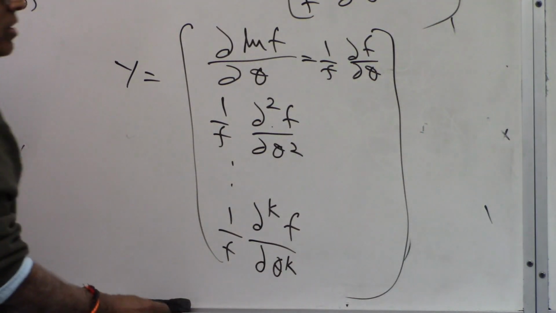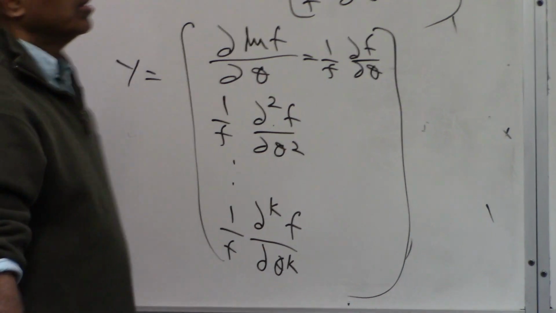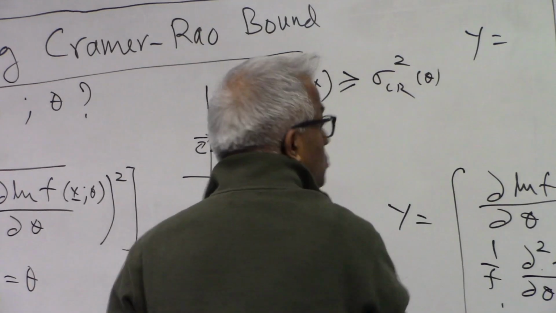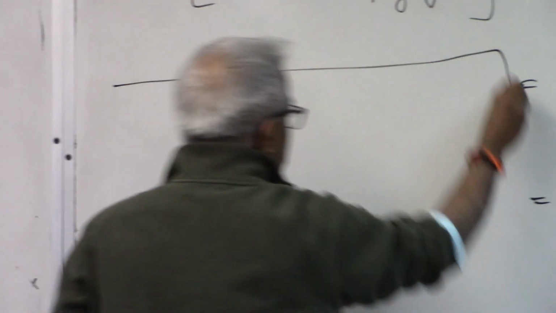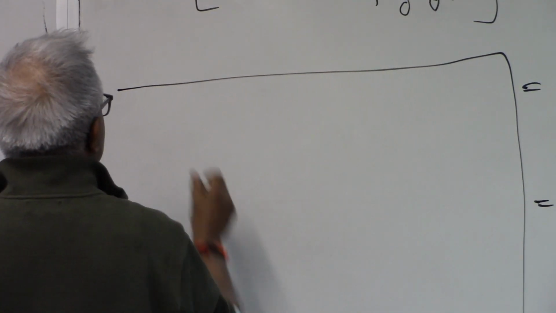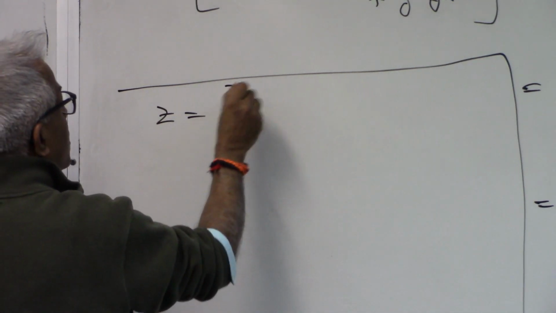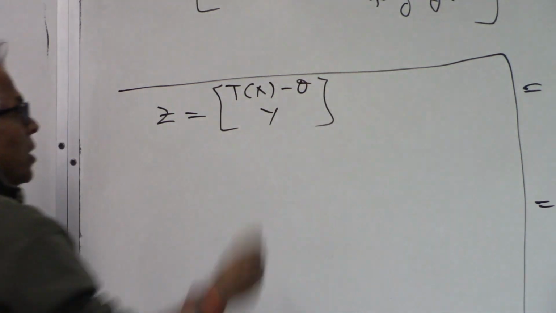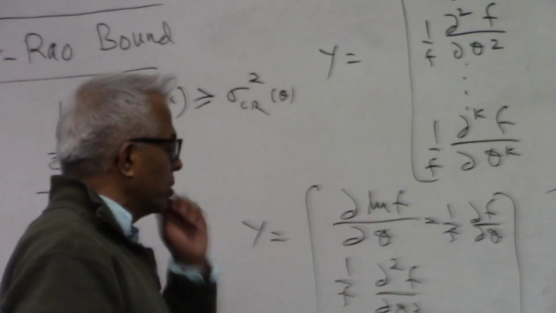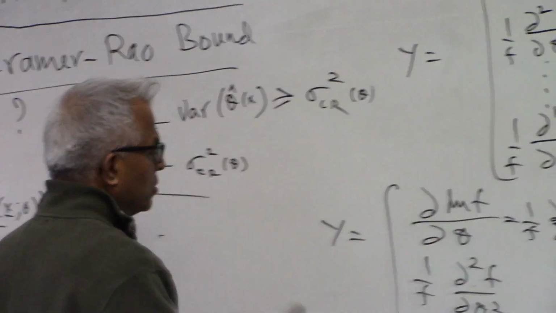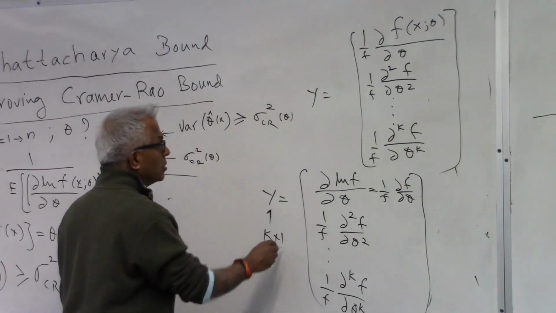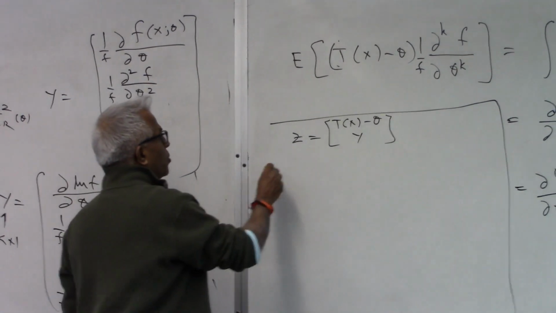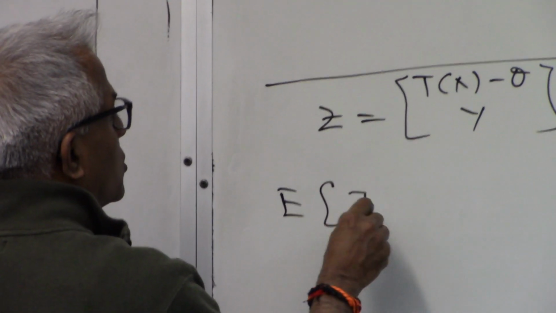Alright, so that's a random vector. And to exploit this, let me define z to be Tx minus theta and this y vector. So this will be k plus 1 by 1, where this vector is k by 1. So let me look at the expected value of z.